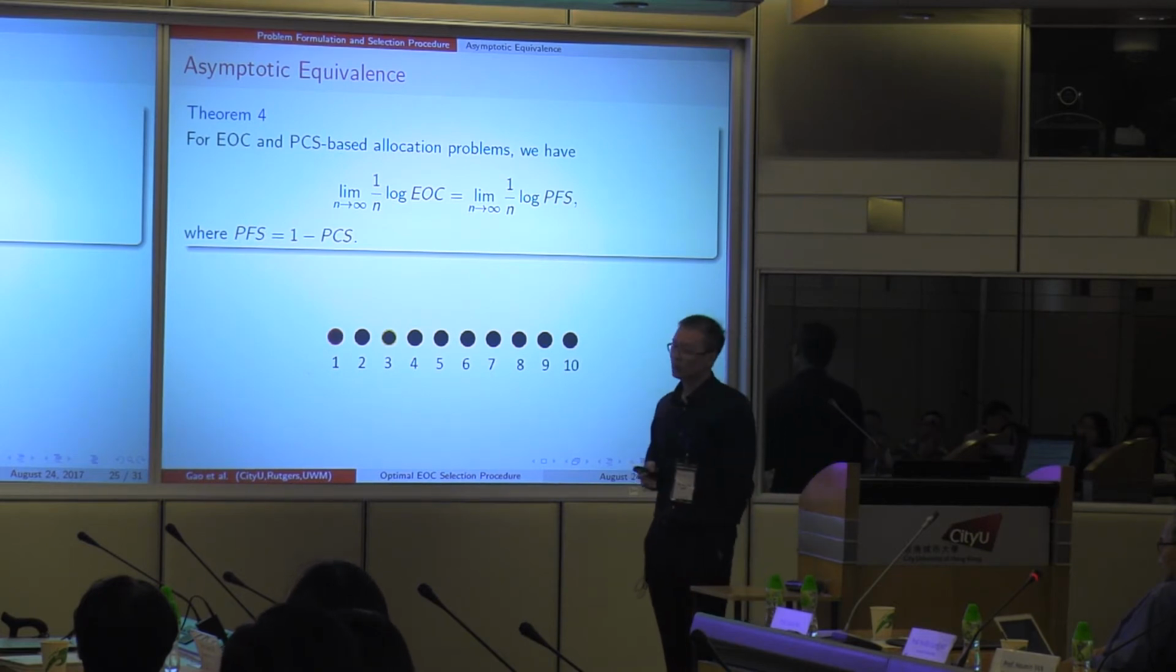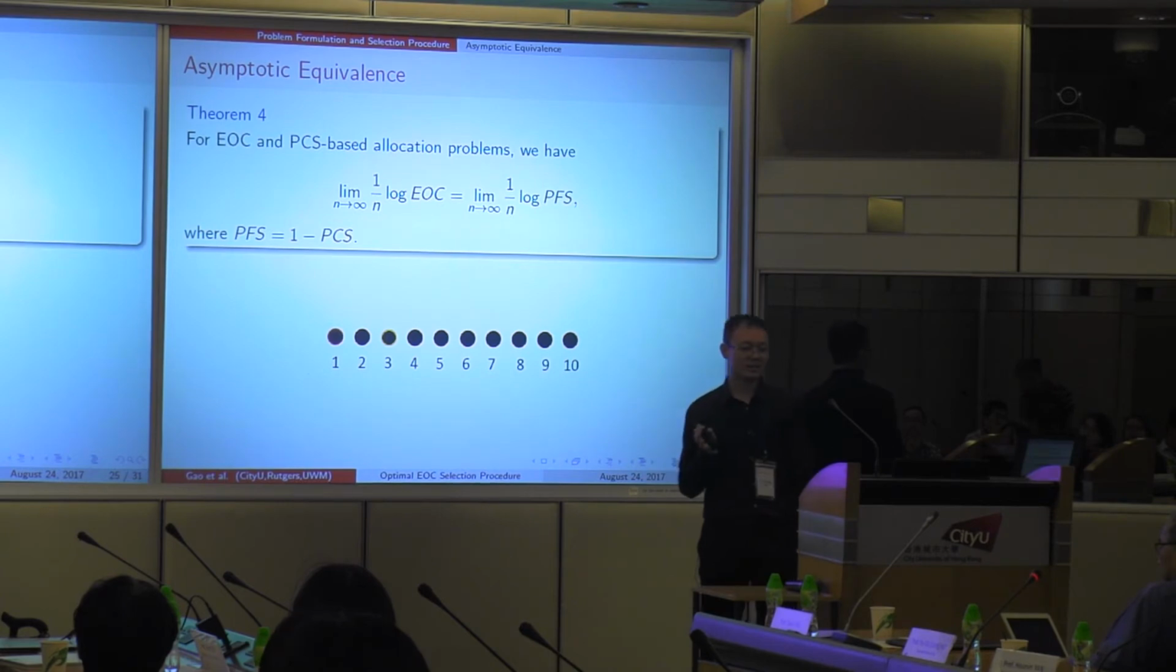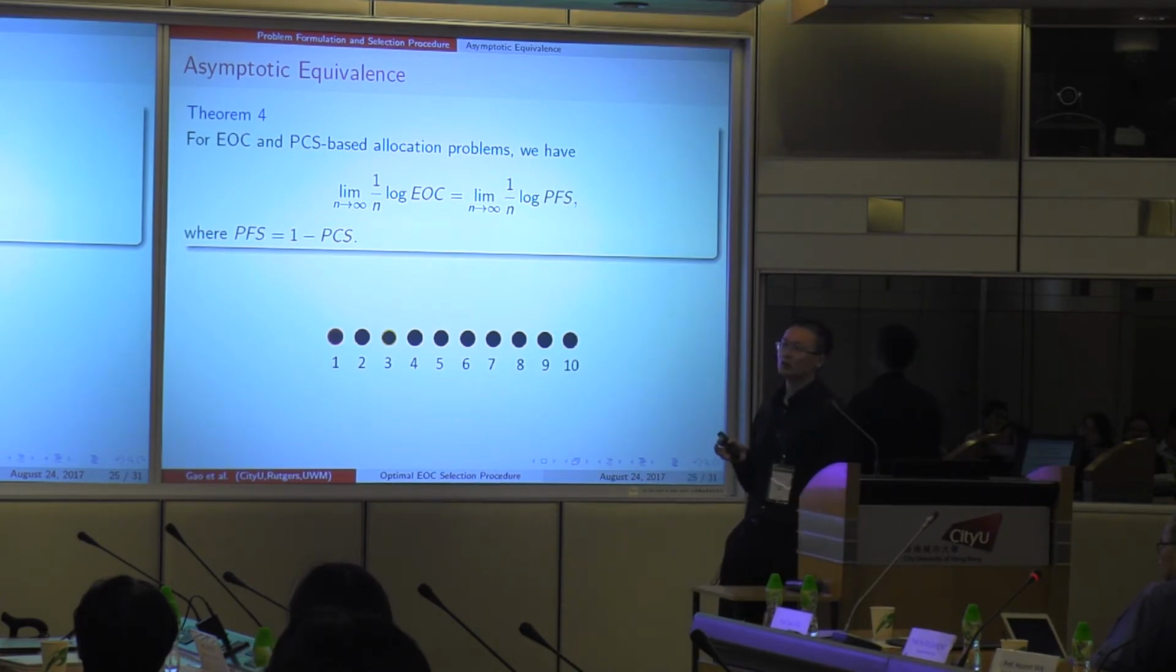So essentially, no matter whether we want to optimize EOC or PCS, when the simulation budget N is large enough, we are both trying to minimize the probability of incorrectly comparing the best design and the non-best design that is the most difficult to correctly observe.